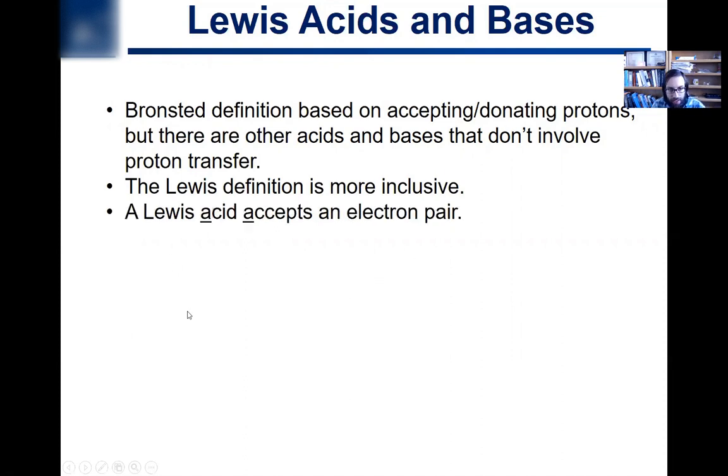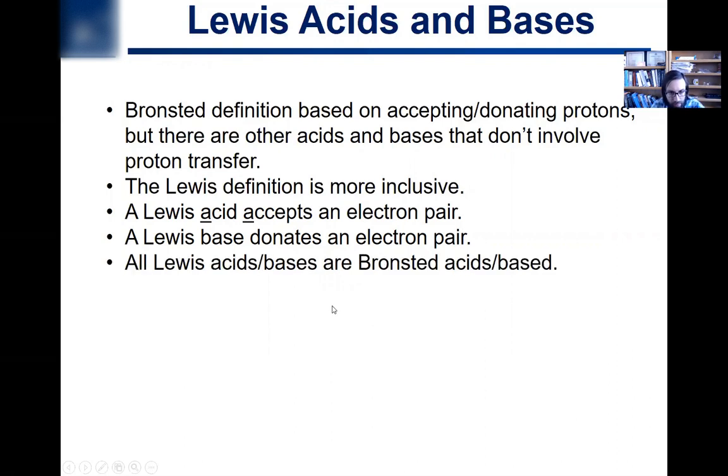And so the way this is defined is a Lewis acid accepts an electron pair, and a Lewis base donates an electron pair. If you have trouble remembering this, the way I remember it is acid accepts. I know that Lewis bases and acids have to do with electron pairs, not with protons. And so I just remember AA, acids accept.